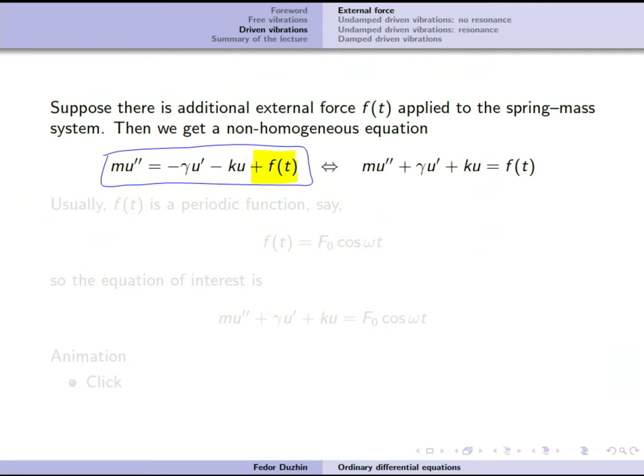Newton's second law of motion, which tells us that m u double prime is the force, and on the right hand side we are trying to list down all the forces that act on the spring mass system. So now, without the external force, it is just minus gamma u prime minus k u, and as we have our external force, we have to add plus f of t.